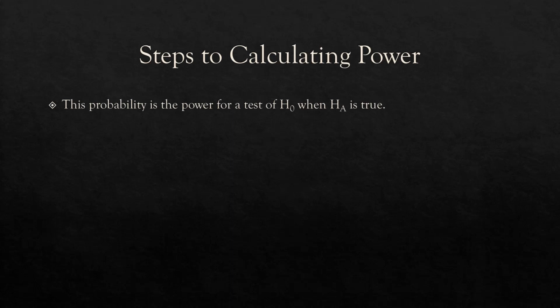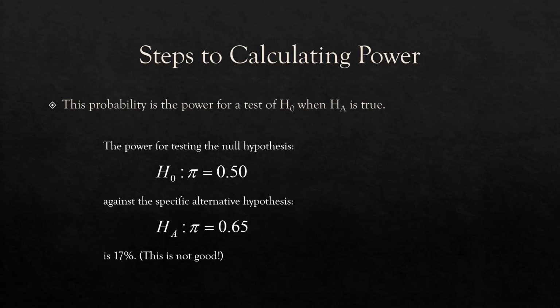So the power for testing the null hypothesis that pi equals 0.50 against the specific alternative hypothesis that pi equals 0.65 is 17%. That is, there's a 17% chance that if the probability of obtaining a participant who is going to be successful is 0.65, we will reject the null hypothesis of 0.50. If the probability of success is 0.65, should we reject the null hypothesis of 0.50? Absolutely. But the chance of that happening is 17%.